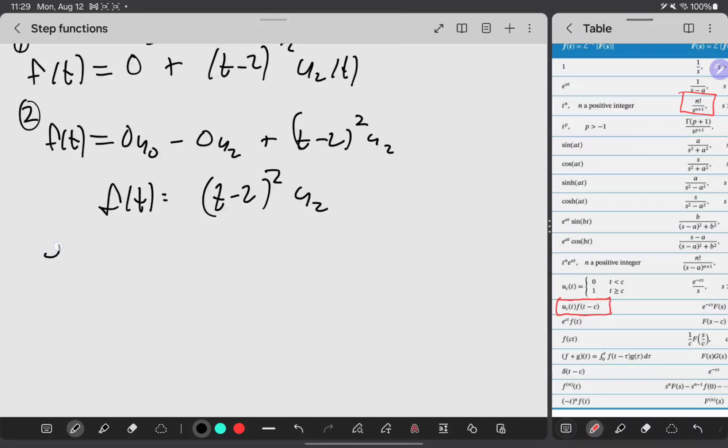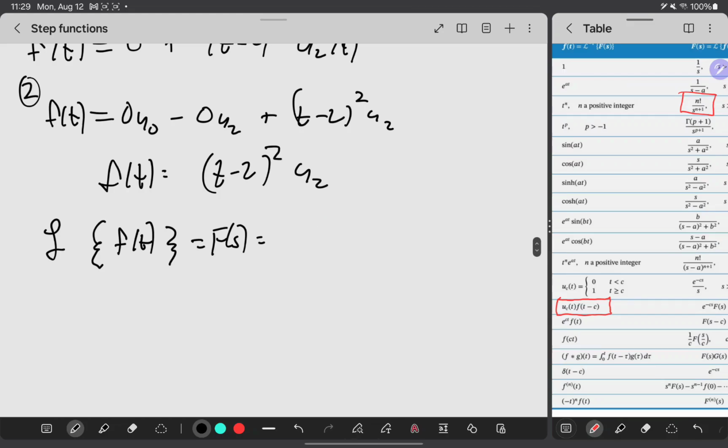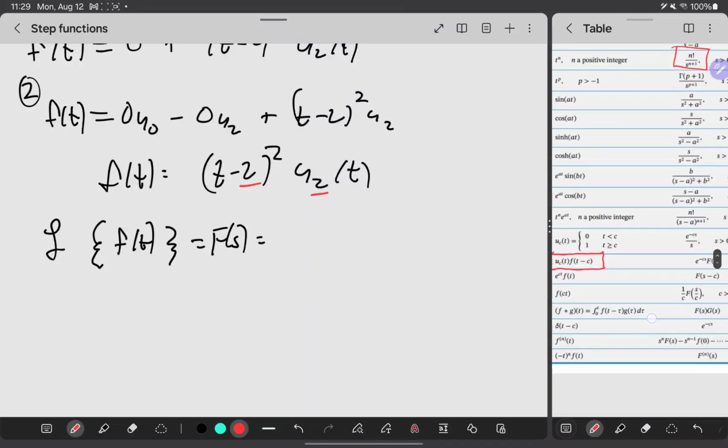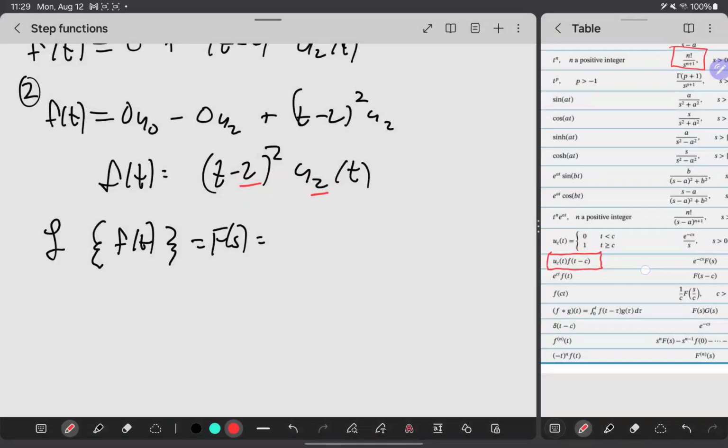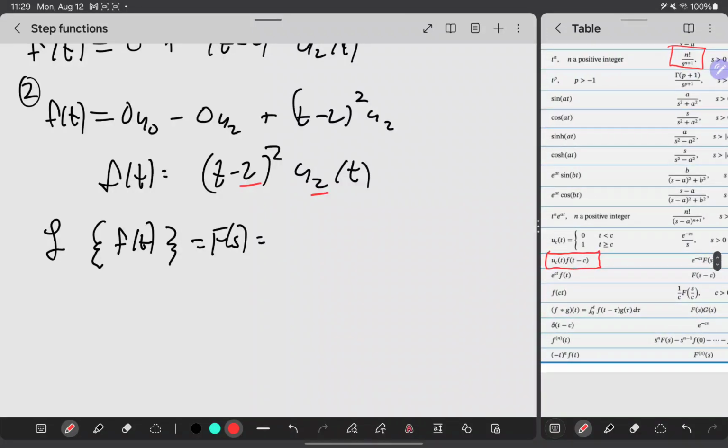Now we need to take the Laplace of f of t, which is equal to f of s. To do this one, you see our c is equal to 2, and they have to match. I have it marked over here which one we're using, right? Look down here at this one I have right here. So it's u c of t times f of t minus c, and the Laplace of that is e to the negative cs f of s.